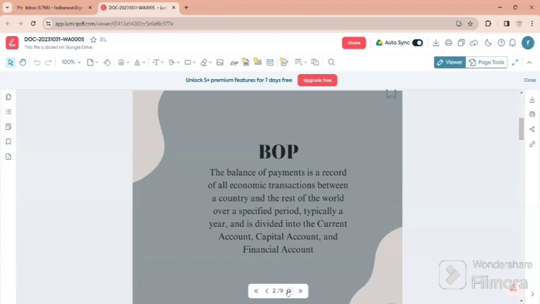So the balance of payments is actually a record, or to be more specific, it is the accounts, like in accounting, how you keep the record of the inflows and outflows of money. This is the same, but in case of economic transactions between a country and the rest of the world. And this usually happens over a specified period, usually a year. So the accounts are divided into current account, capital account, and financial account. Now let's move forward.